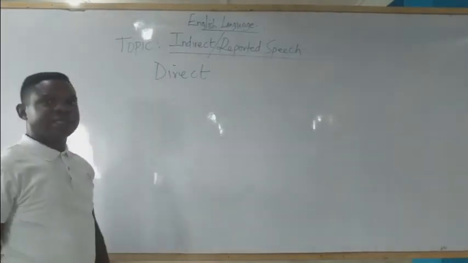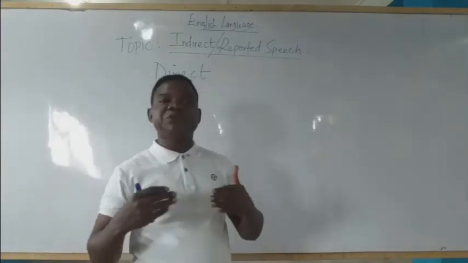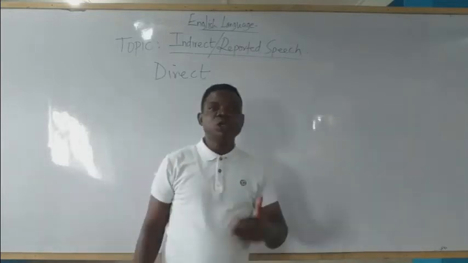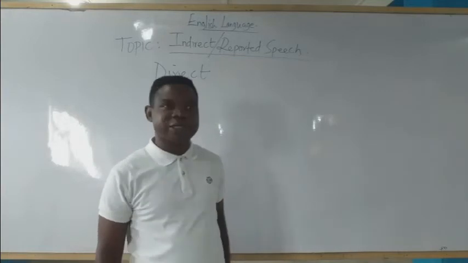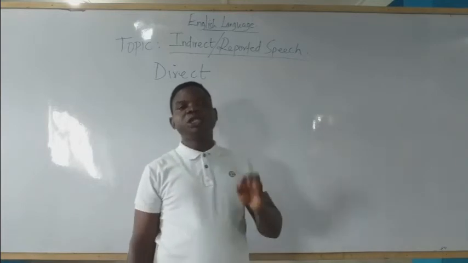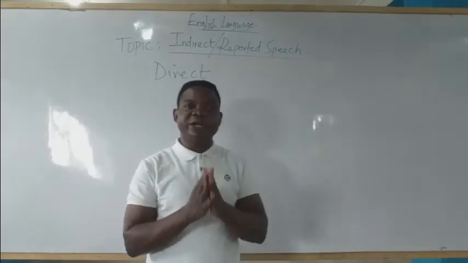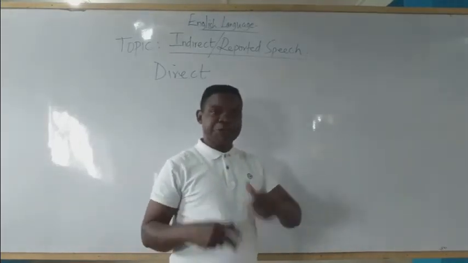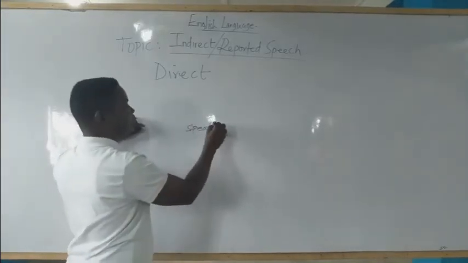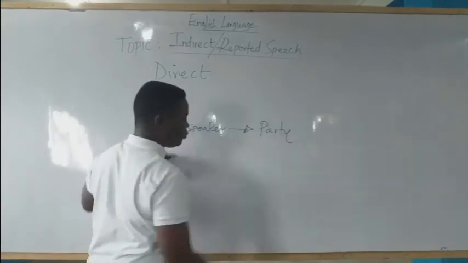Now, what is a direct speech? A direct speech is the first-hand information, or the speech of a speaker, which is expressed to the second party. The first-hand information or the speech of a speaker, which is expressed to the second party, is called direct speech. By direct speech, it means when a speaker expresses a comment to the second party, it is direct in form.